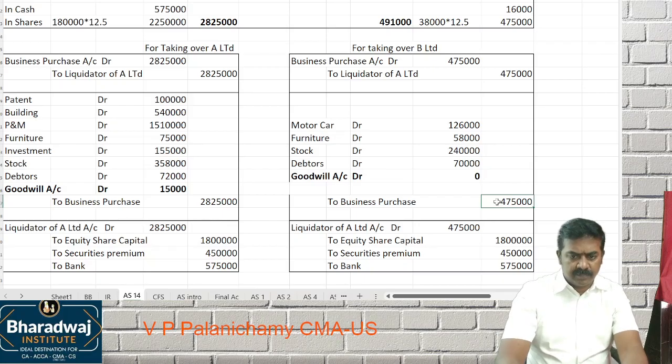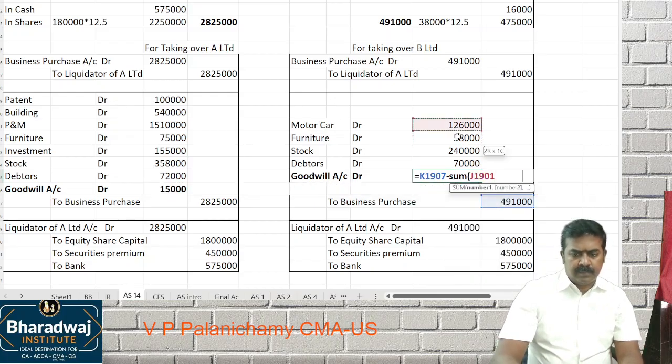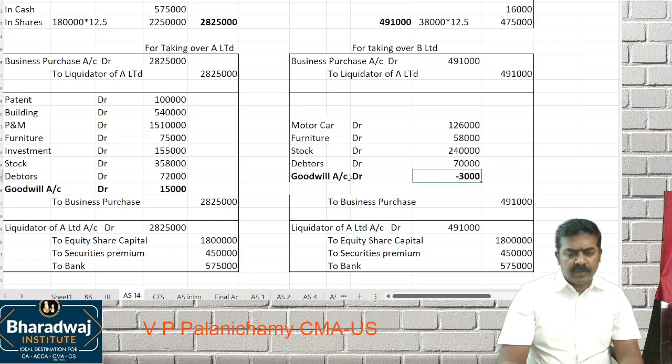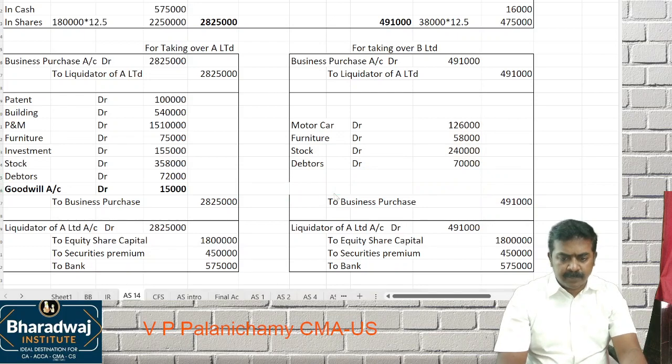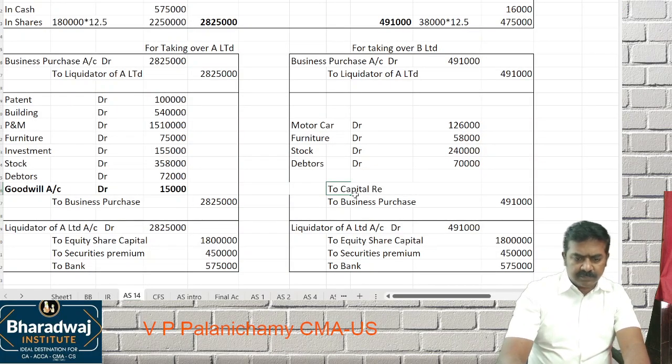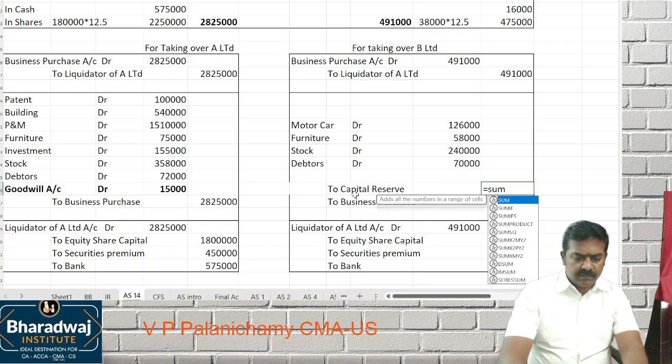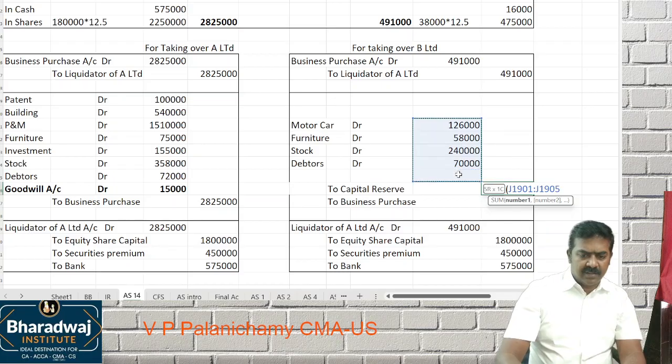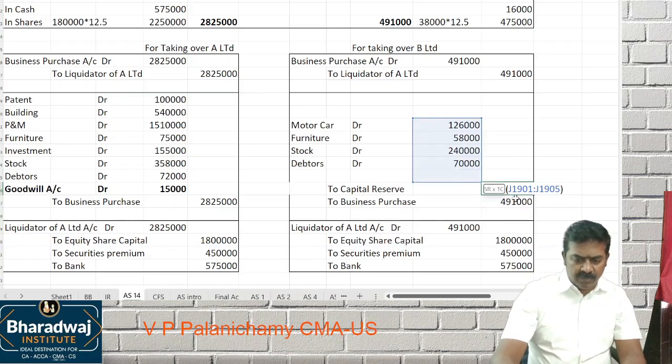4 lakh. Goodwill or capital reserve. Check. 1,26,58 or 2,40,70. Capital reserve. This is why I said don't combine this. Because in one acquisition there may be goodwill, in another acquisition there may be what? Capital reserve.